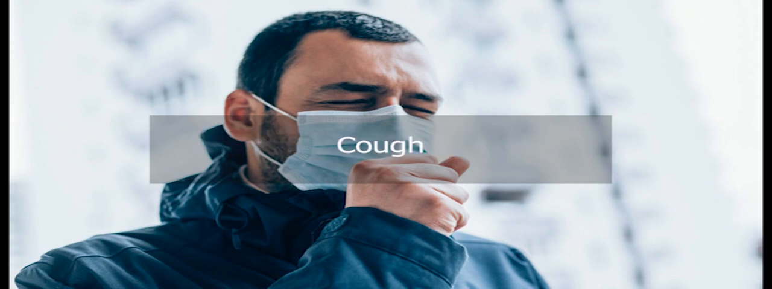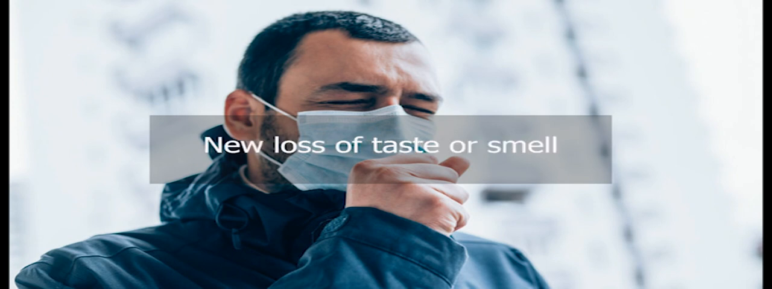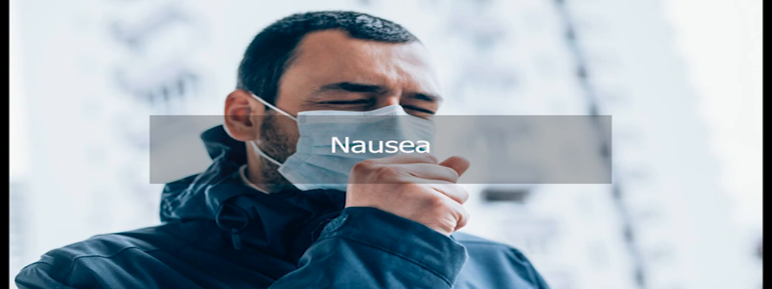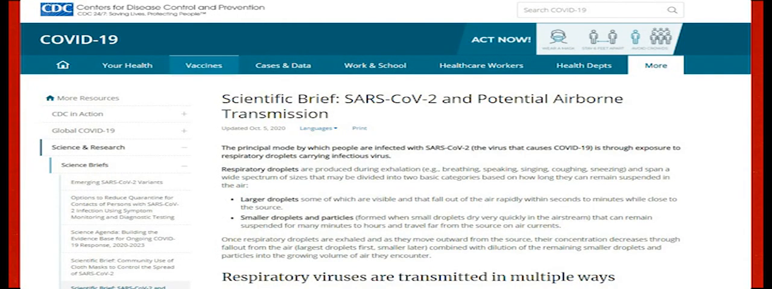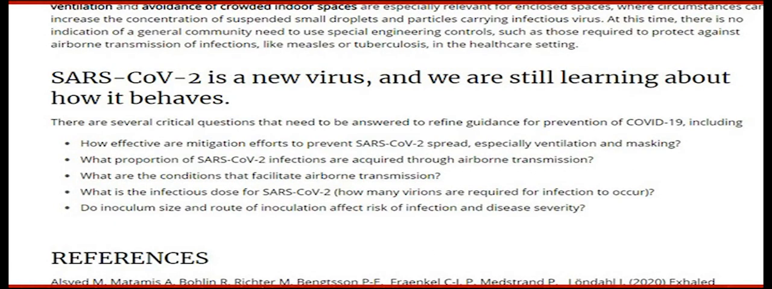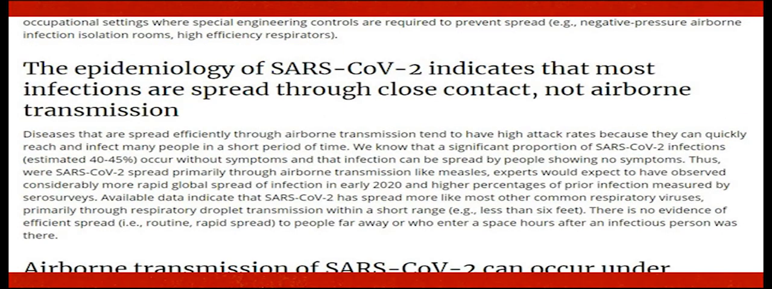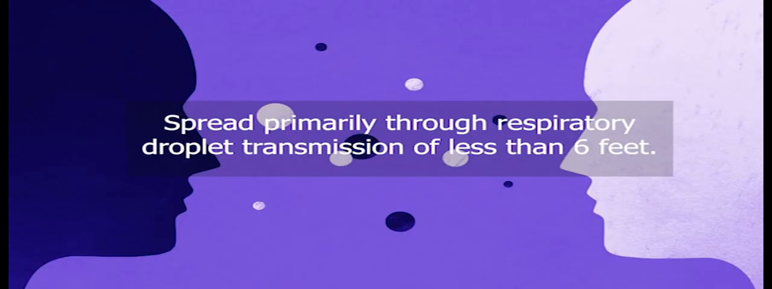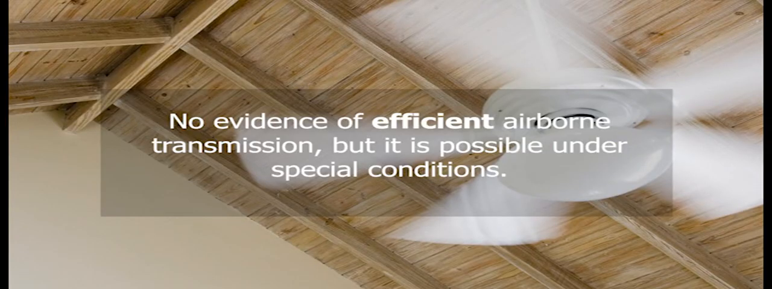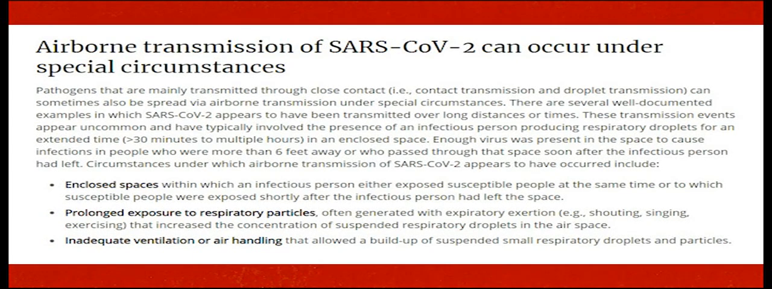Fevers or chills, cough, shortness of breath, fatigue, muscle or body aches, headache, new loss of taste or smell, sore throat, congestion, nausea, and diarrhea. While more is learned every day about COVID and the virus that causes it, there's still a lot that's unknown. According to the most recent CDC data, COVID is spread more like most other common respiratory viruses, primarily through respiratory droplet transmission within a range of less than 6 feet. There's no evidence of efficient spread to people far away or who enter a space hours after an infectious person was there.